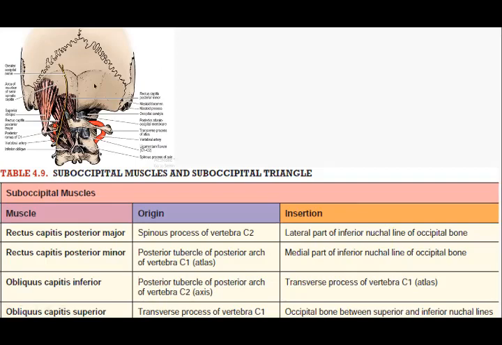Okay, and these muscles are supplied by the first occipital nerve, with fibers from C1.